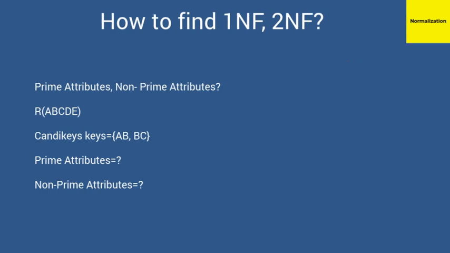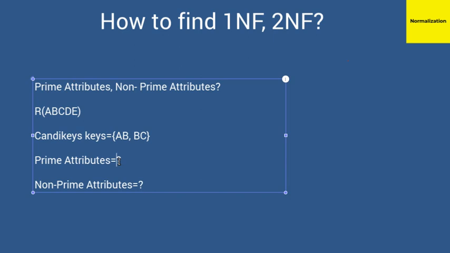Let's see about 2NF. Before going to 2NF, we need to learn about prime attributes and non-prime attributes. So let us take an example. With that example, we can find prime attributes and non-prime attributes. Later we can easily find whether it is 2NF or not. Here the candidate keys are already given, so no need to worry about that. So what are the prime attributes and non-prime attributes?